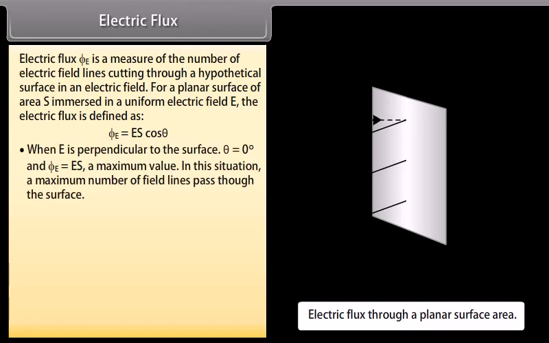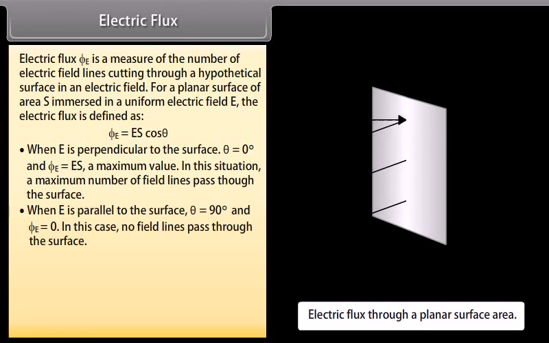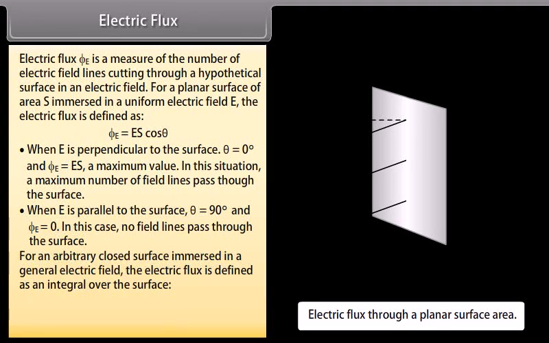When E is perpendicular to the surface, theta is equal to 0 degree and phi E is equal to E S, a maximum value. In this situation, a maximum number of field lines pass through the surface. When E is parallel to the surface, theta is equal to 90 degree and phi E is equal to 0. In this case, no field lines pass through the surface. For an arbitrary closed surface immersed in a general electric field, the electric flux is defined as an integral over the surface of E cos theta. The SI unit of electric flux is Newton meter square per Coulomb.